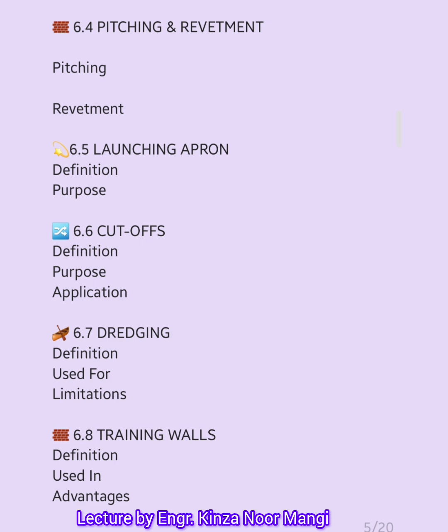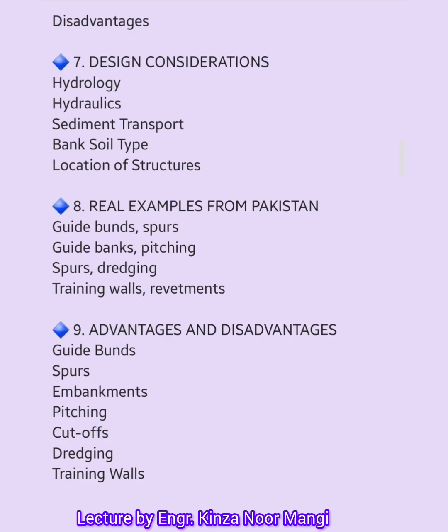The eighth type of the river training method is training walls. Training walls are continuous masonry or concrete structures built to force the river to stay in a fixed channel or to separate flows. These are used in narrow rocky valleys, hill torrents, and urban areas with limited space. The advantages of training walls are precise control and long life, and the disadvantages are high cost and the requirement of deep foundation.